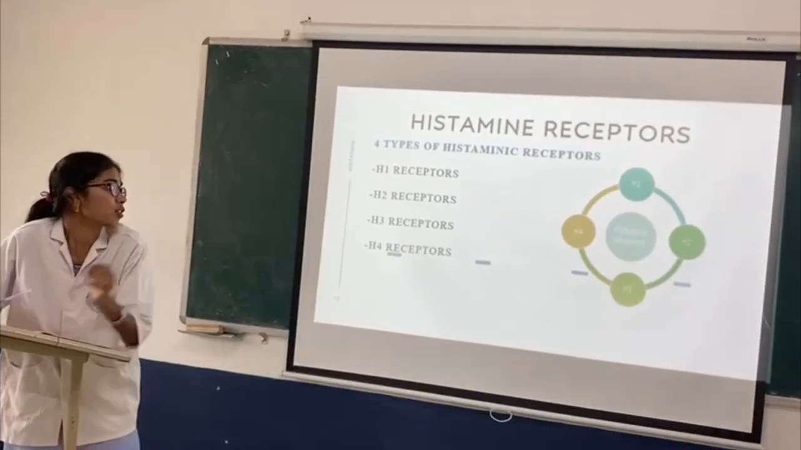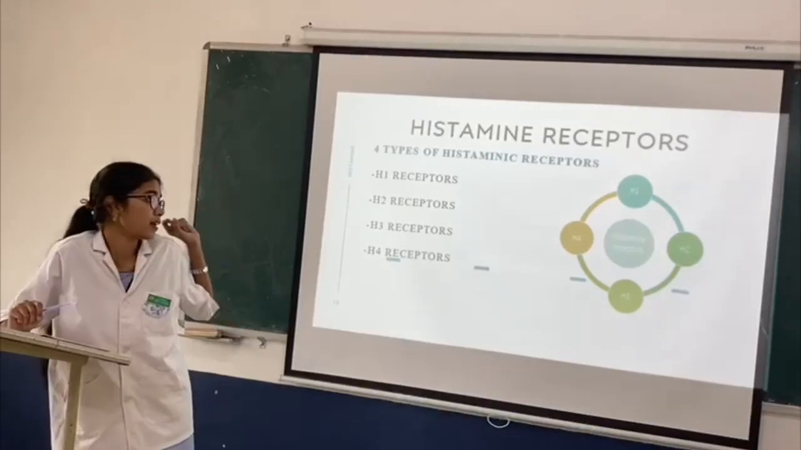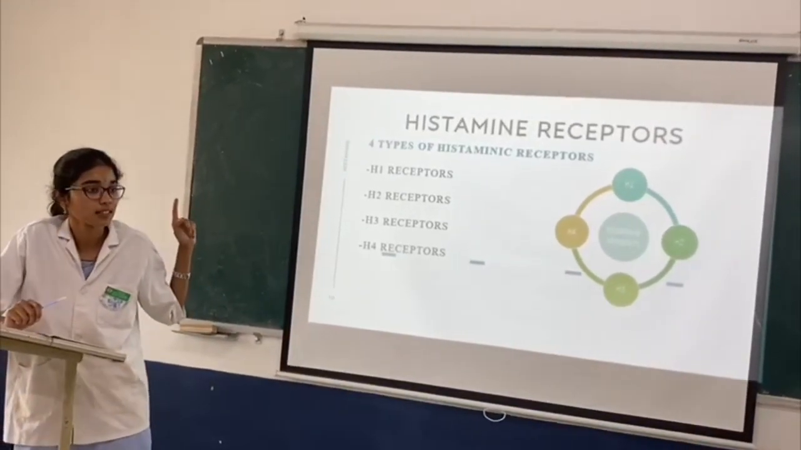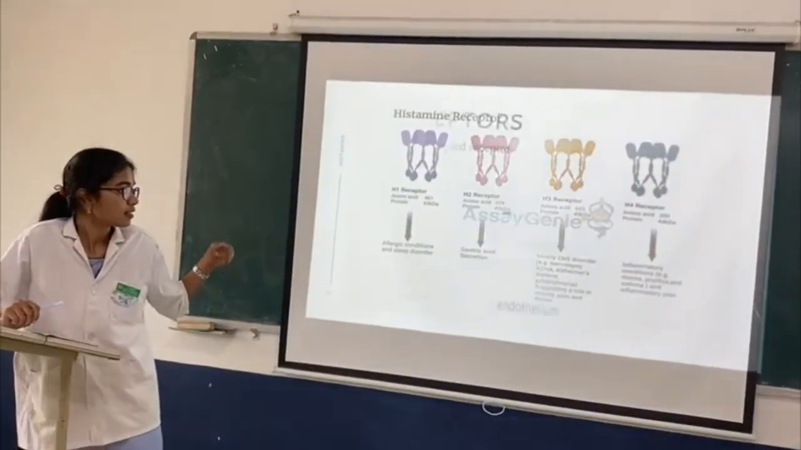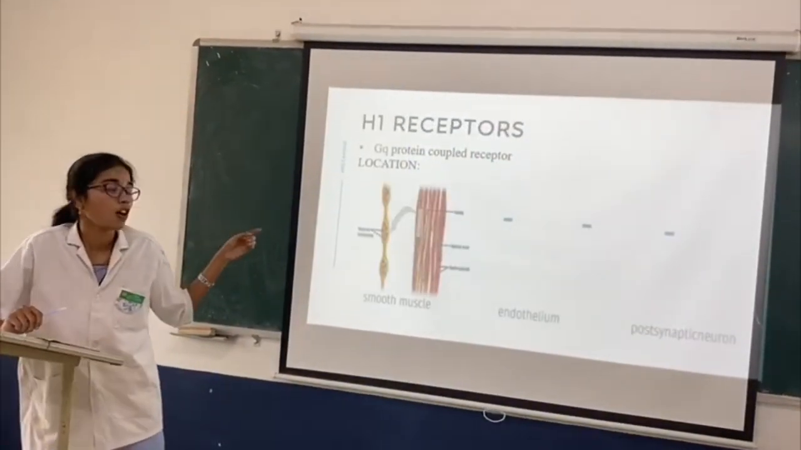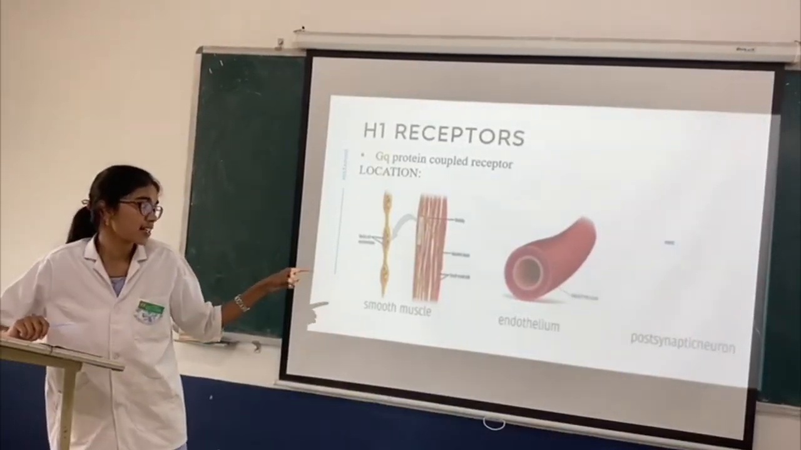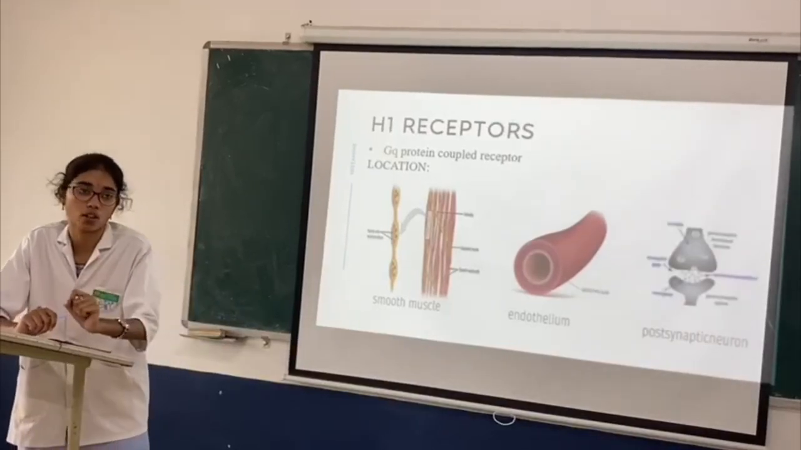Coming to the H1 receptors, it is a Gq protein coupled receptor which is mainly located on the smooth muscles of the uterus, intestine and the airways, also on endothelial cells and in the brain, where it is predominantly present on the postsynaptic neuron.